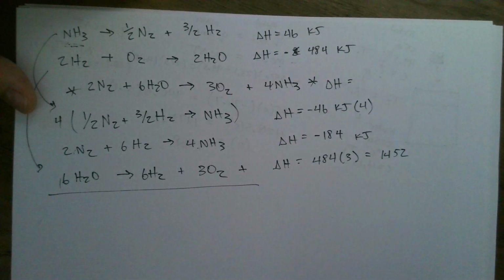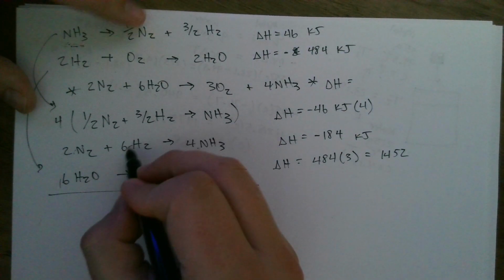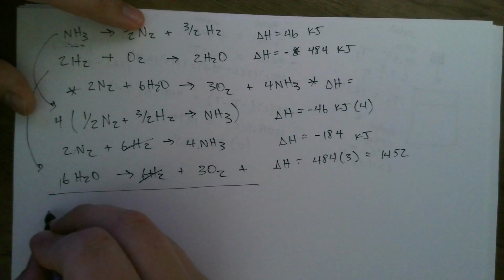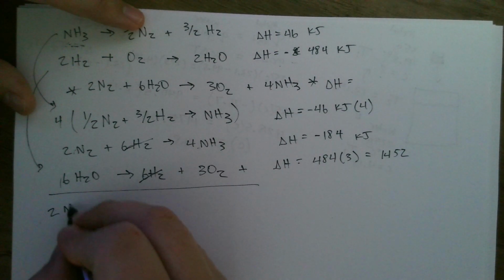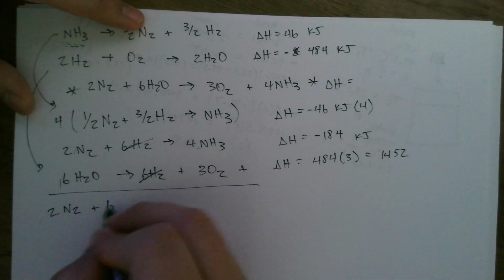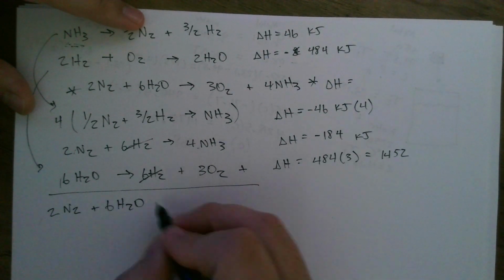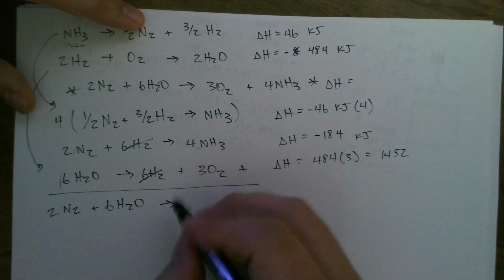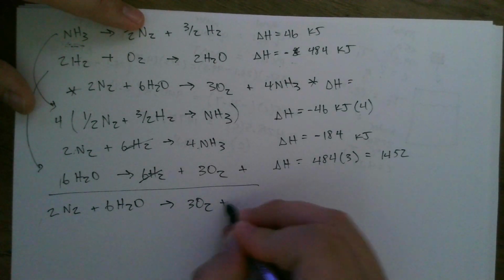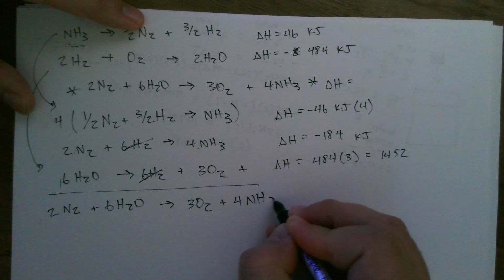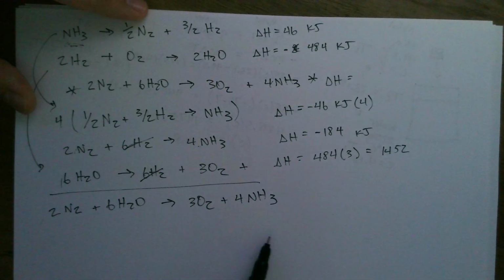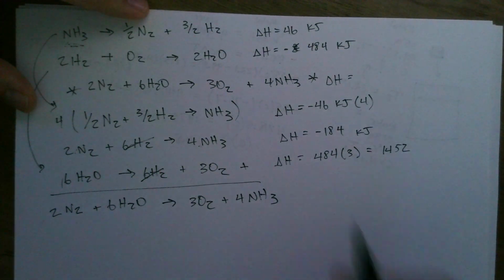Anything that's on both sides and equal, I can cancel, like these H2s. 6 on the left, 6 on the right. Add everything else together: 2 N2s plus 6 H2Os. I'm going to write it in the same order that it is up here: 3 O2s plus 4 NH3s. So these manipulations, adding them together, gets us our final reaction.